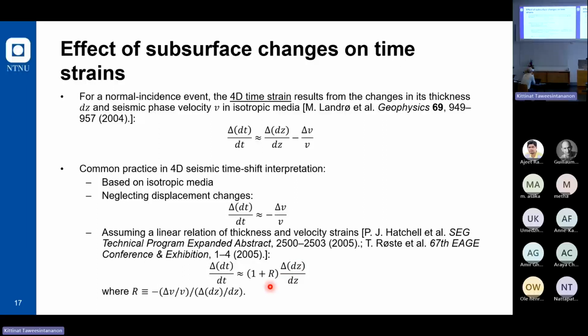But in reality, this assumption is not always true, because many publications state that the R factor actually depends on the rock lithology and the stress condition. So introducing the R factor does not simplify our problem, because you still need to determine R and you need to determine the thickness strain. You need to determine two parameters from the same data. So it does not simplify the problem.